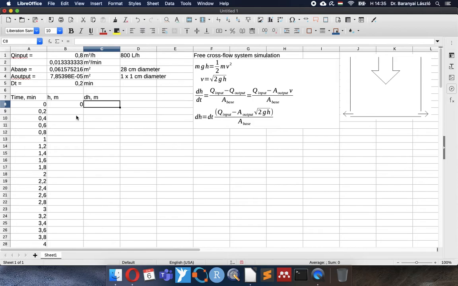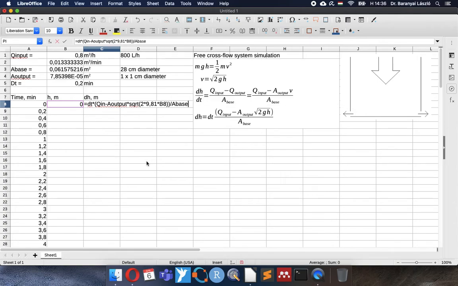So first I have to calculate with this last equation what is the water level change. Exactly, word by word, I will do this. dt times, we have the constant of course, the input quantity minus the output cross section, times square root of 2 times gravity acceleration times the current water level. Now we have the top part of the formula, and then divide everything with the base area.